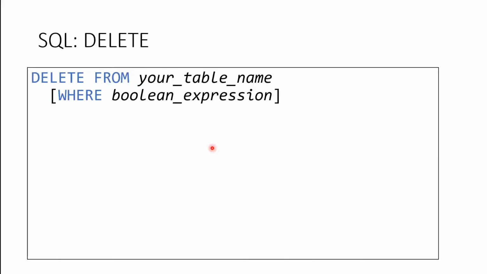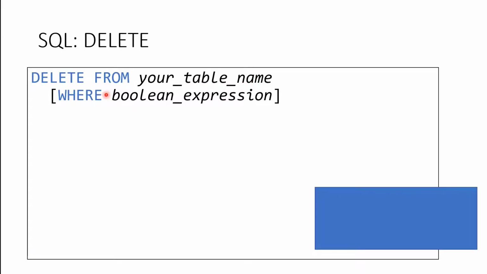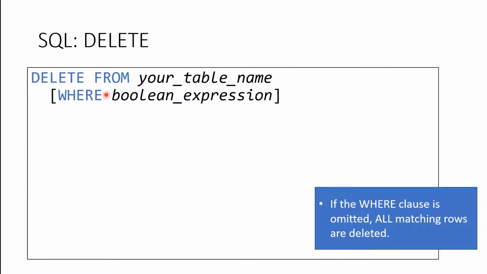Okay. So delete's pretty simple. Delete allows us to remove data from the table. If you just do a delete, it deletes all the rows in the table. If you include a where, it will delete only the rows matching the values.